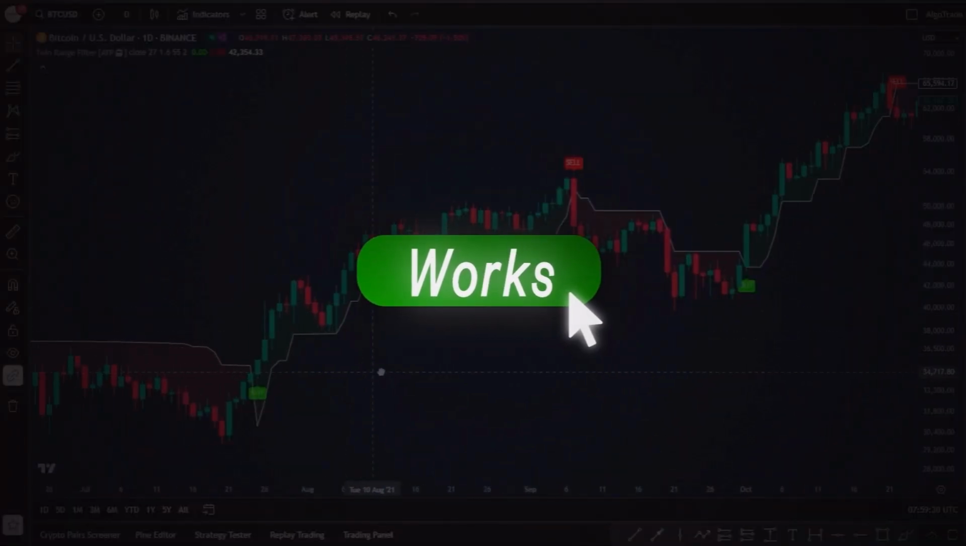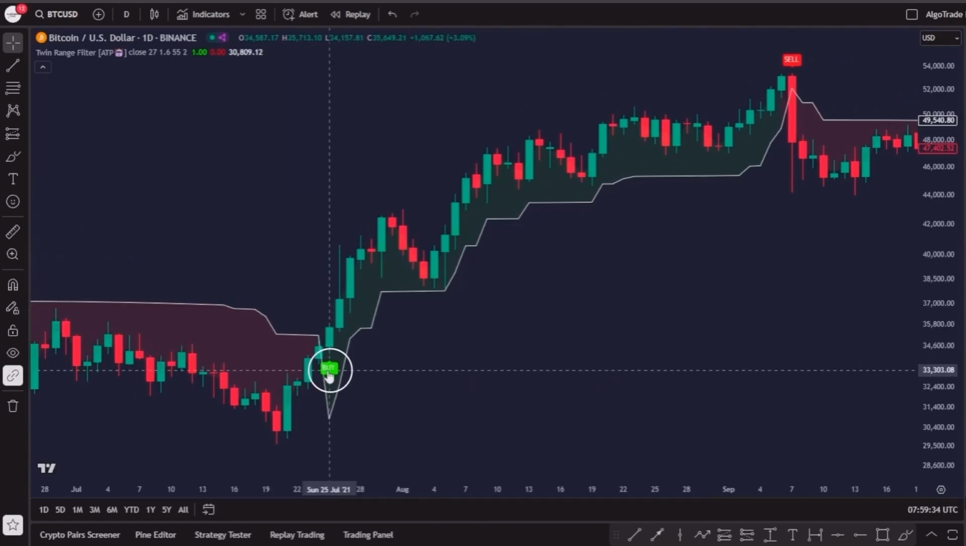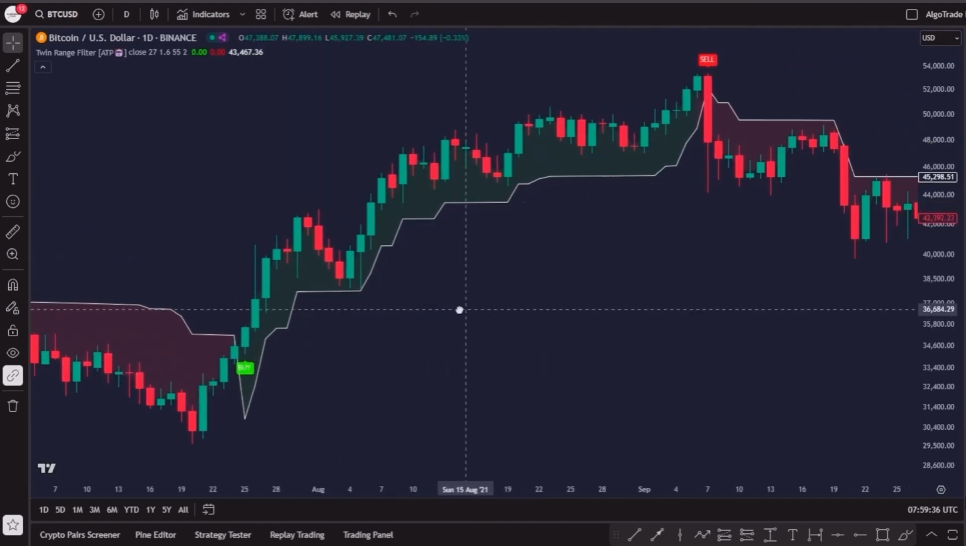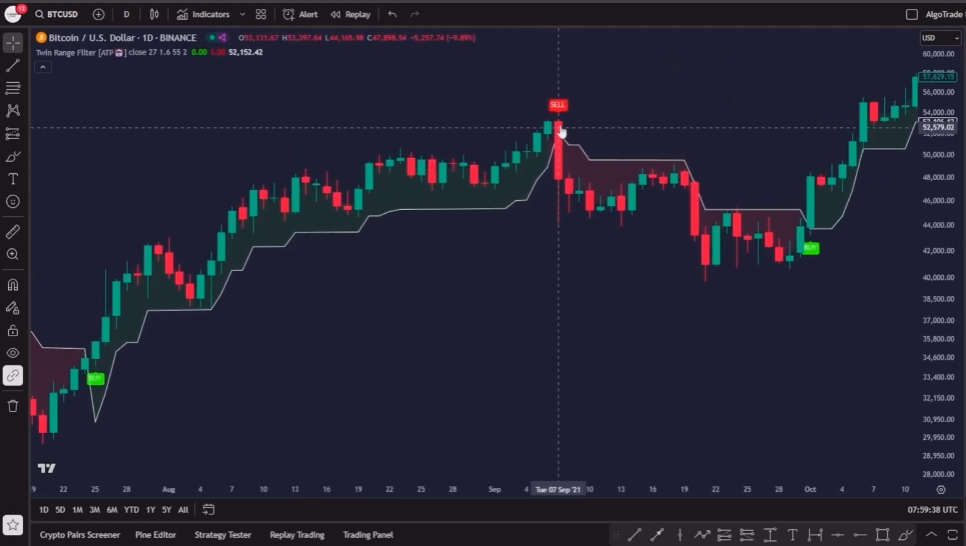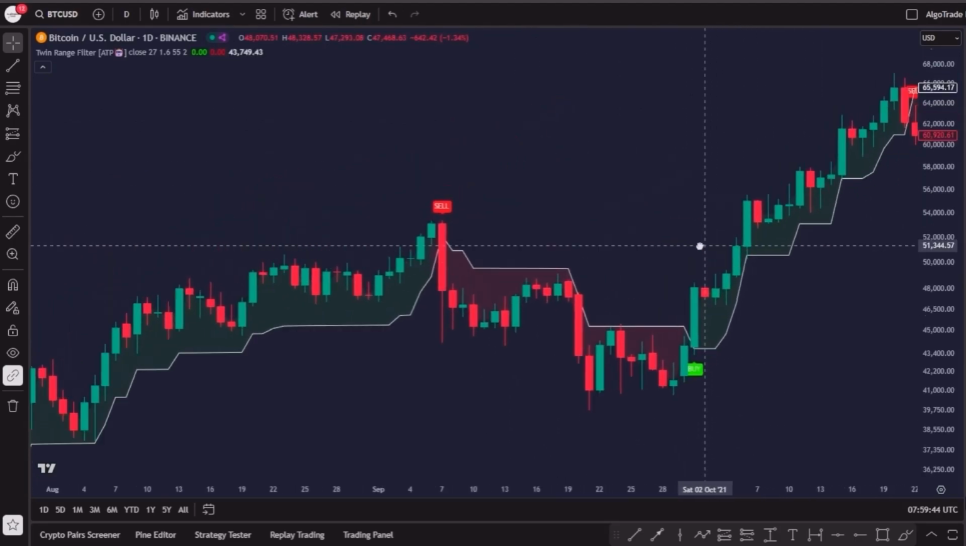Here's how it works. When price gains momentum to the upside, you will see a buy arrow. When it shifts downward with strength, a sell arrow appears. The range filter line helps you visually confirm the trend. As you can see, it's very simple.